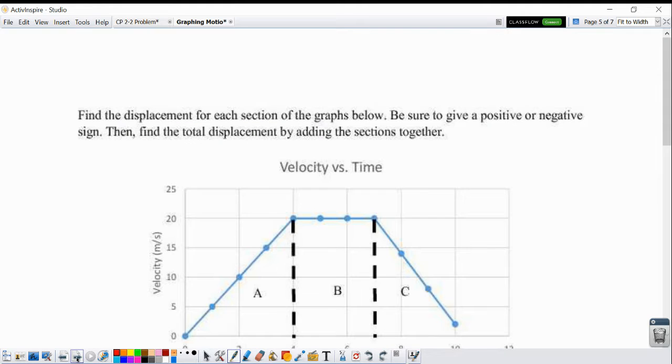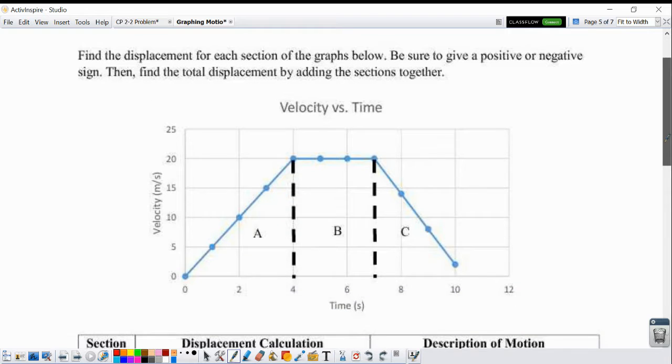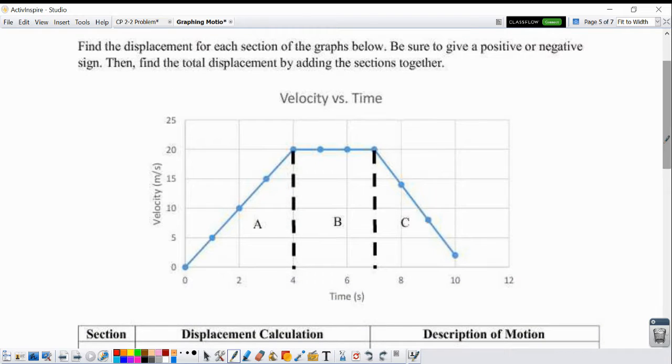Okay, so let's take a look at this. It says find the displacement for each section of the graphs below. Be sure to give a positive or negative sign. Then find the total displacement by adding the sections together.